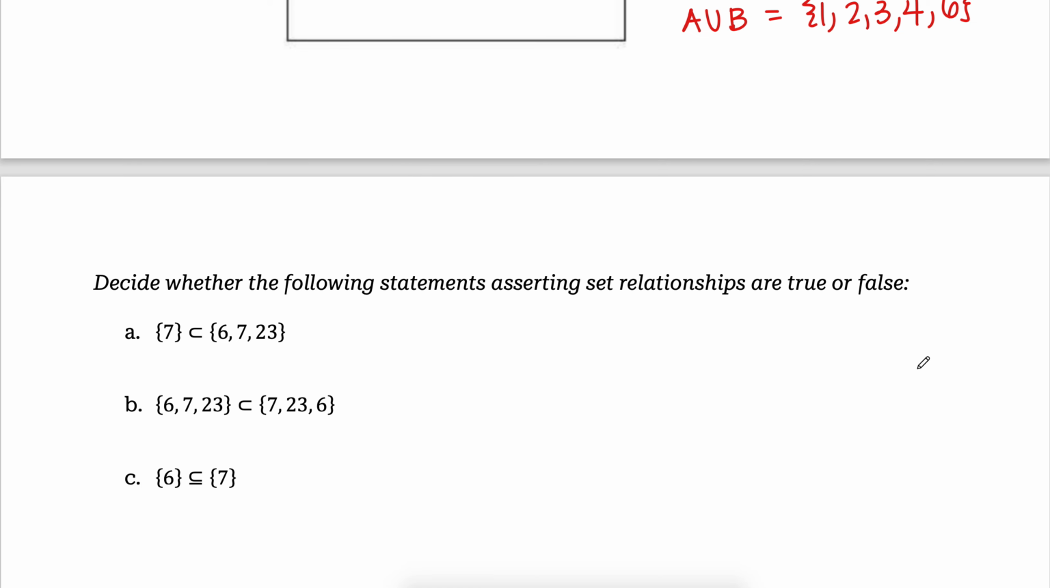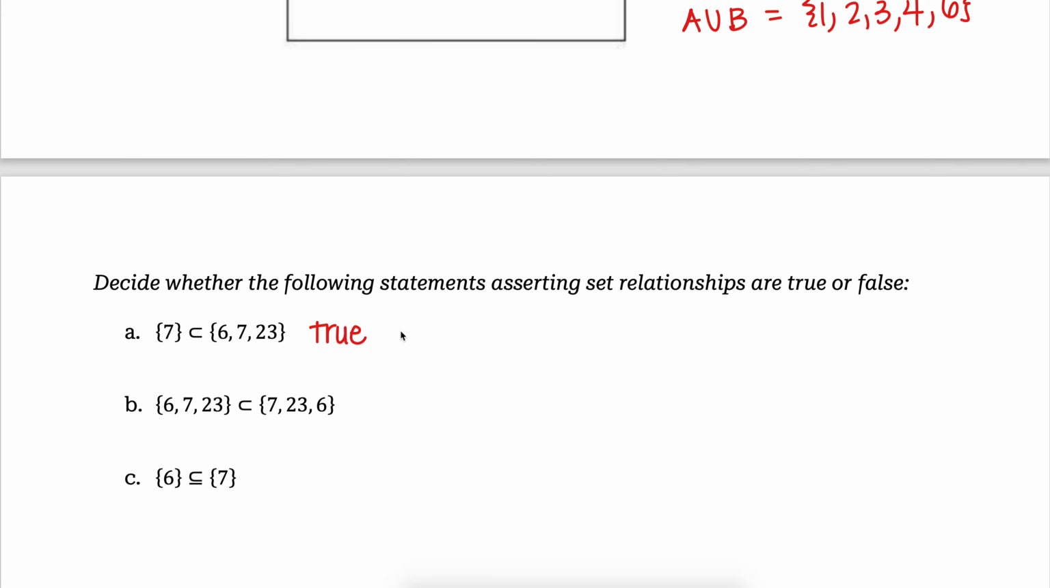So we're going to look at a couple examples here and decide whether these are true or false. A says, the set containing the number 7 is a proper subset of the set containing 6, 7, 23. And that is true. So a proper subset, that's the idea of a less than, if you're just dealing with numbers here. So 7 is contained in the set 6, 7, 23, and the set containing just a 7 is smaller.